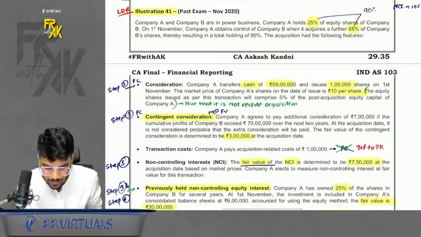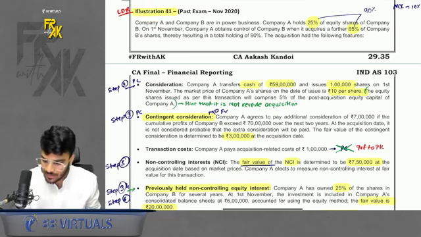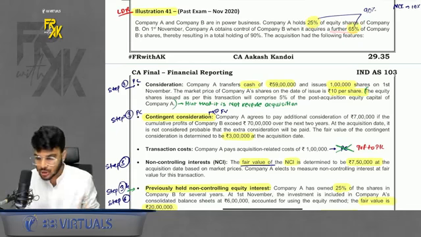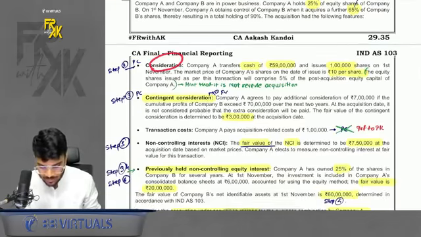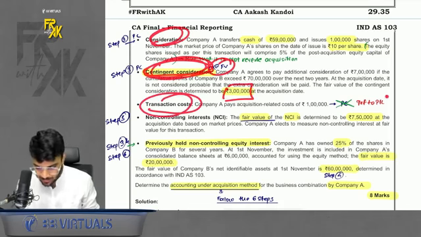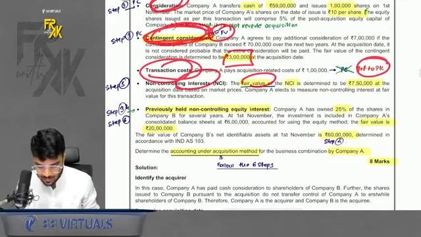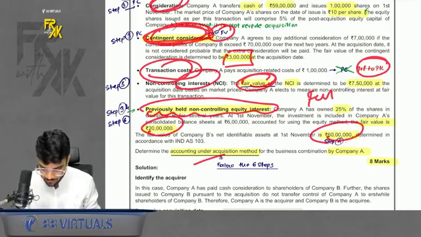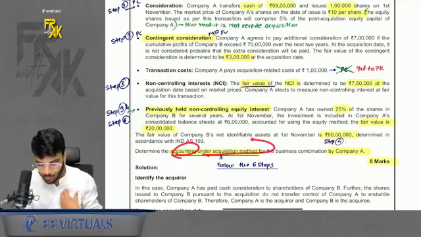Now illustration number 41, what does it say? It says we have a 25% stake previously, which does not give us control. We obtained a further 65%. So total becomes 90%. NCI will be 10% now. Consideration information is given. Normal PC is given. Contingent consideration is given. It will come at fair value. Transaction cost will be transferred to P&L. NCI fair value is given. So if NCI is at fair value, goodwill will be full goodwill. Also previously held investment fair value is given. INA is given. Determine the accounting under the acquisition method.